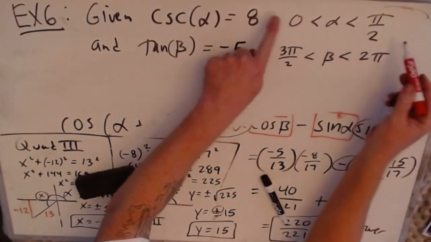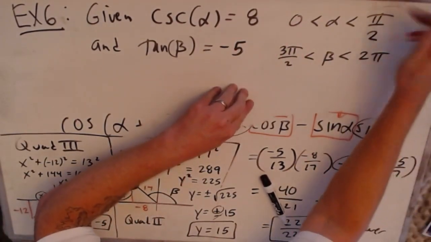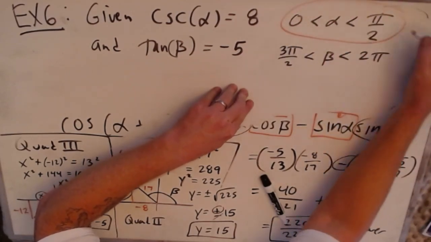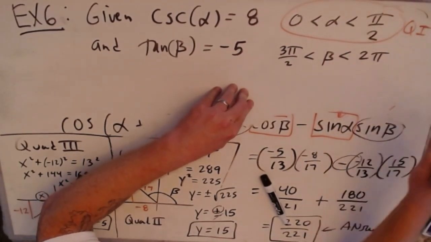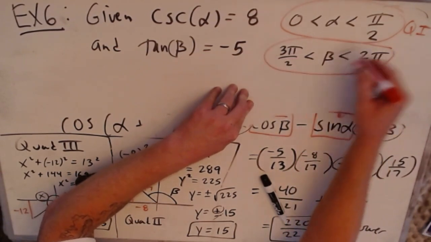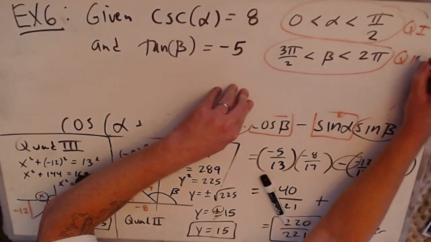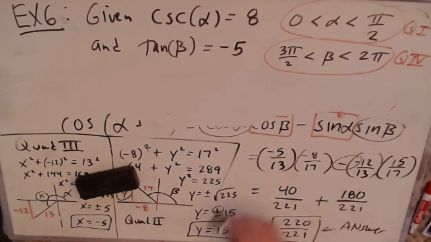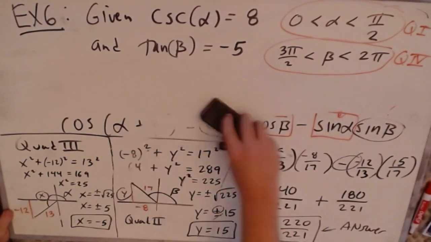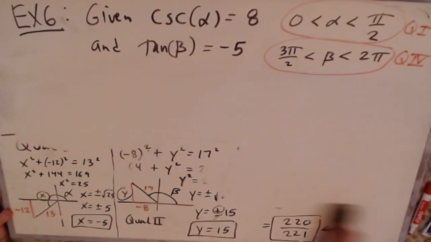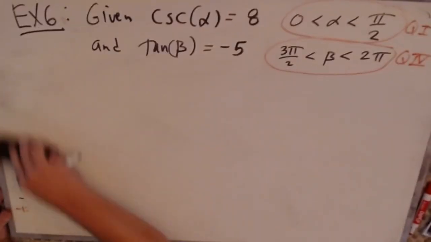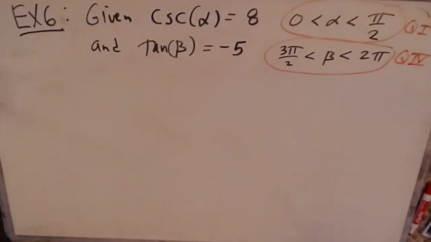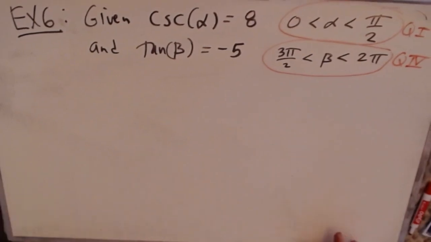So these are the radian measures for the different quadrants. From 0 to pi over 2, that's Q1. And from 3 pi over 2 to 2 pi, that's Q4. I like to give the quadrants in a variety of different ways. You can say the words, you can say the degrees, you can say the radians. There's lots of different ways to say it.